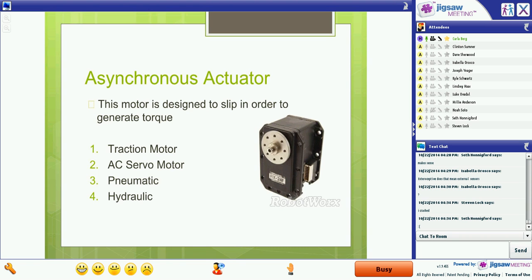Traction motors are used to power the wheels of your car. They are very reliable and very practical. The AC servo motor is very quick and accurate. They're tiny, and they are used for things that need a fast stop and a fast start. A pneumatic motor is powered by compressed air.